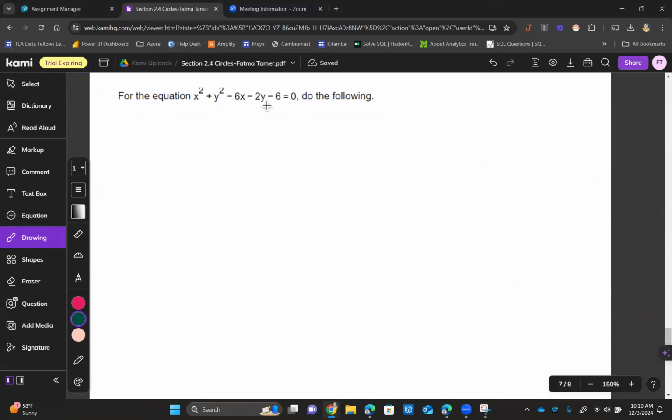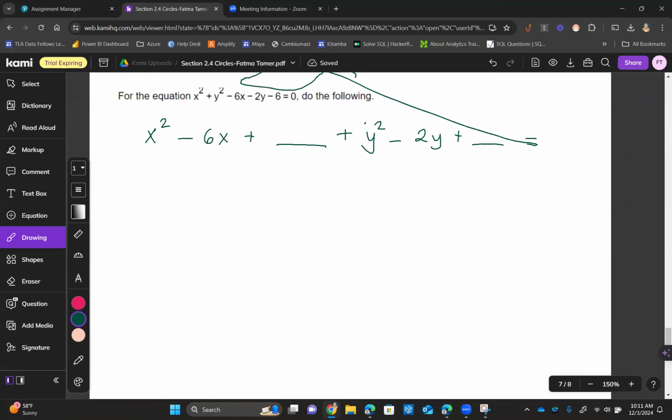We know that this is called general form, and there's a way to organize this into standard form. To do this, I will take the x squared. After x squared, I will need the -6x. On purpose, I will leave a blank, and you're going to understand why I'm creating a space here. Next, we have the y squared, followed by -2y, and then we will need a space. And then this number at the end, -6, will be copied to the other side as +6.